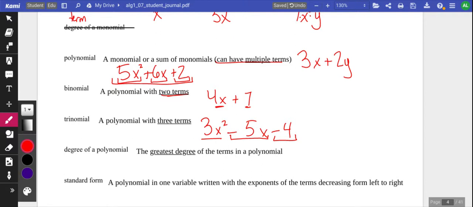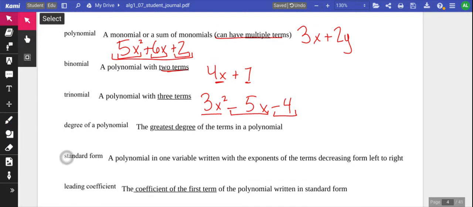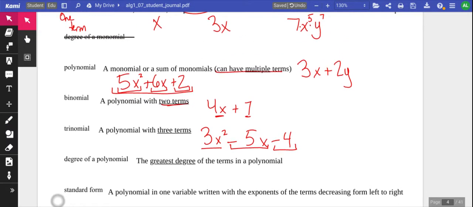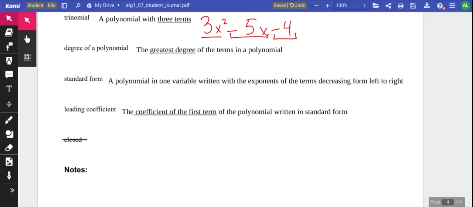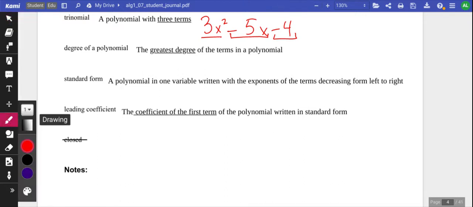Then we talk about the degree of a polynomial. I have degree of a monomial there. I got rid of that because it's more confusing and we don't really ever need it. Okay, degree of a polynomial is the greatest degree of the terms in a polynomial. When we talk about degree with polynomials, we're talking about the exponents. So what is the highest exponent of all of these terms?